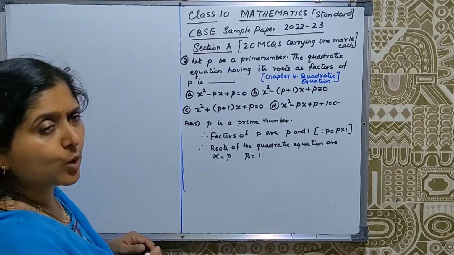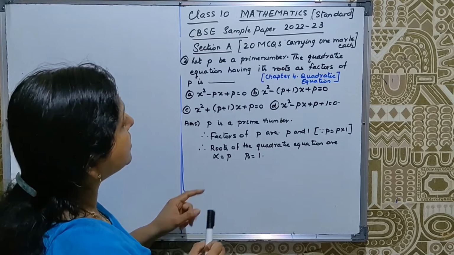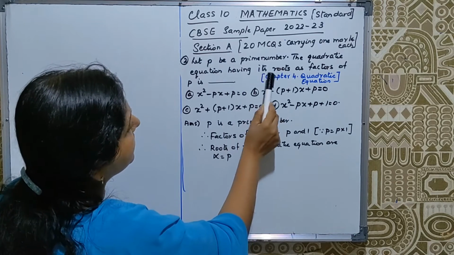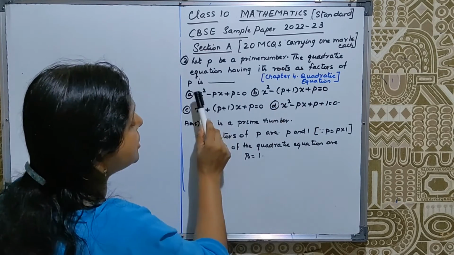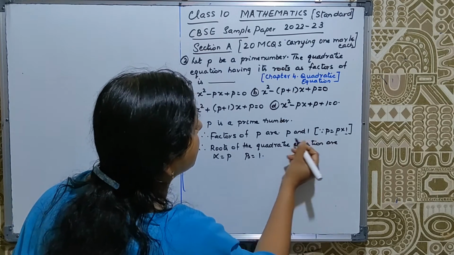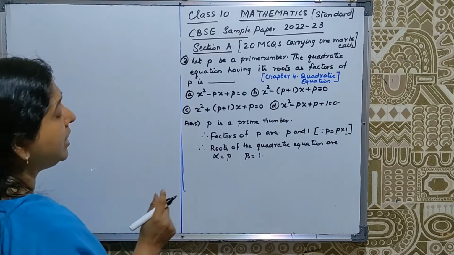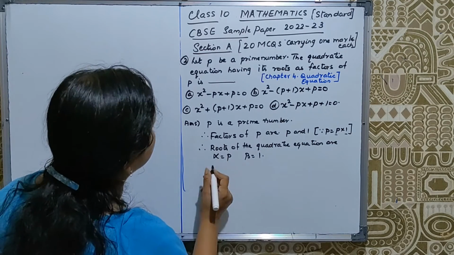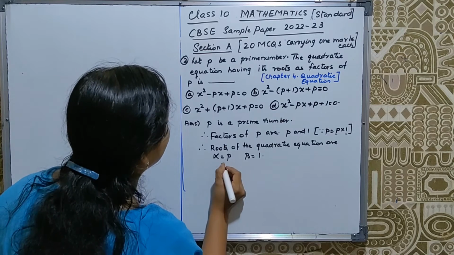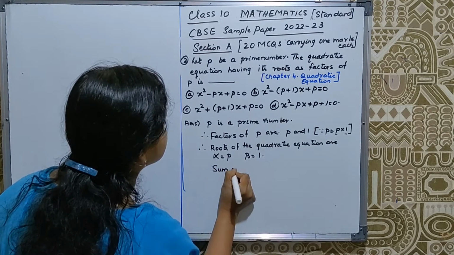How? Roots of the quadratic equation are represented by alpha and beta. They told that the roots of the quadratic equation are the factors of P. The factors of P are P and 1. So we wrote factors of P are P and 1. Now here we'll write the quadratic equation. Now before finding the quadratic equation, we'll find out the sum of roots.